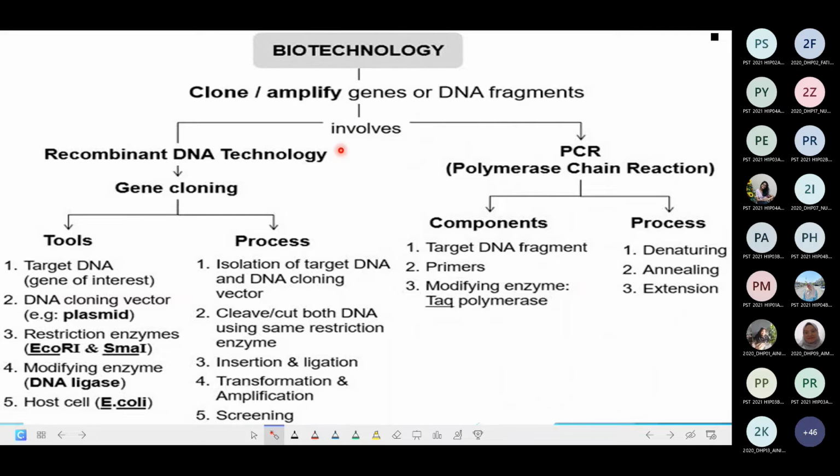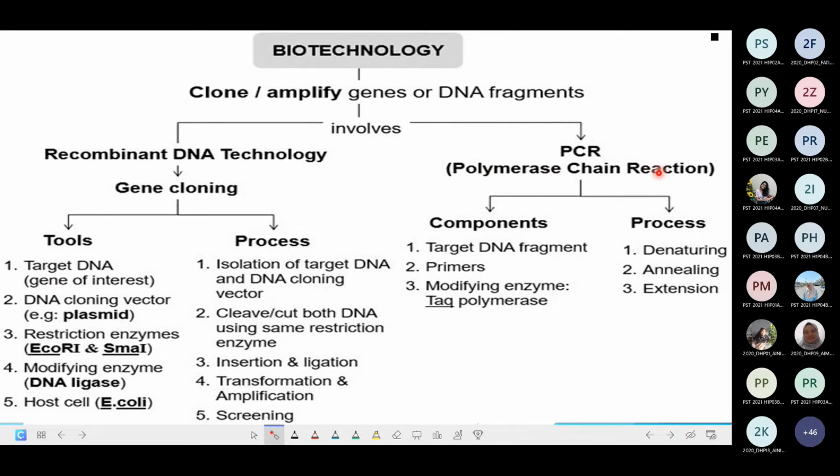So this will involve the recombinant DNA technology, in which we combine two DNA molecules from two different organisms, and then we can proceed with the gene cloning procedure. Another technique in order to clone a certain gene or DNA fragment is the PCR, the polymerase chain reaction.